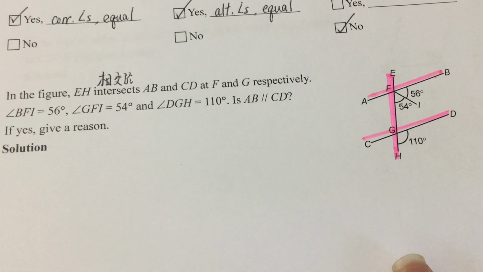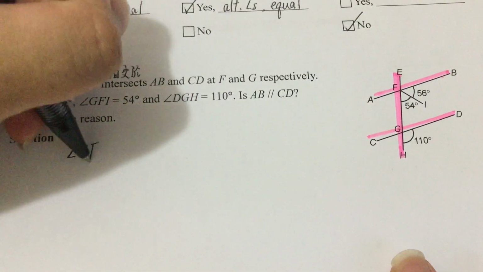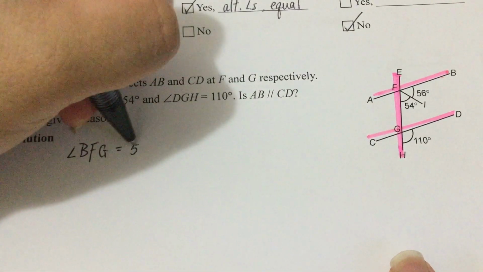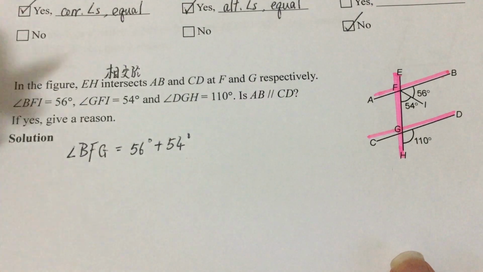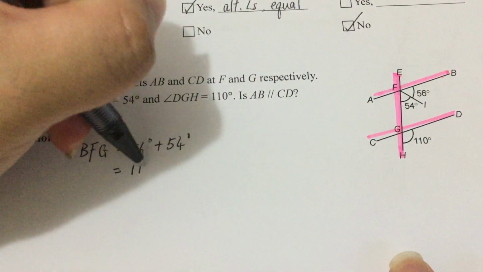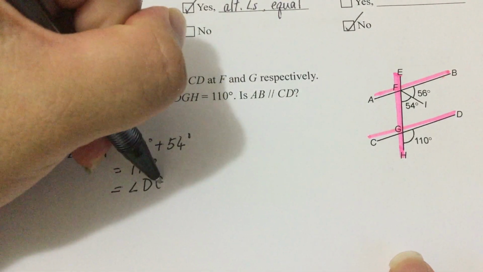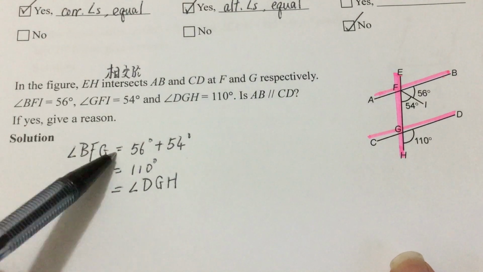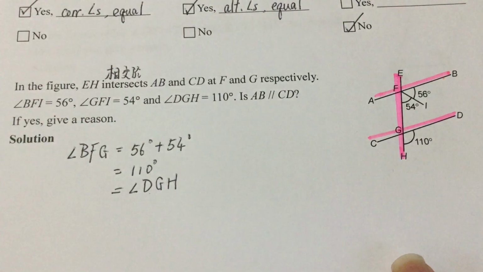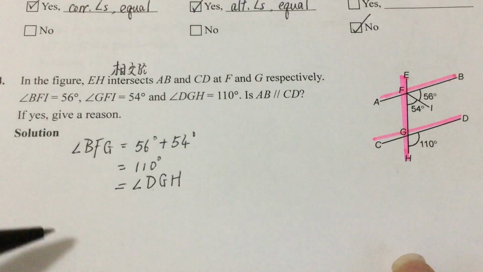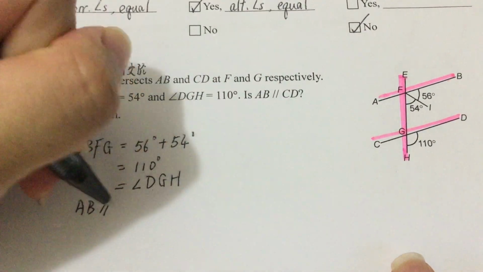Obviously, let's do the calculation. Okay, now we're going to calculate angle BFG, which is equal to 56 degrees plus 54 degrees. No reason here because we just add them together. So this is, luckily, 110, and it is equal to angle DGH. So we can see this is by calculation. No reason here. We are not going to use the corresponding angle because we do it by calculation. So we can say AB is parallel to CD.